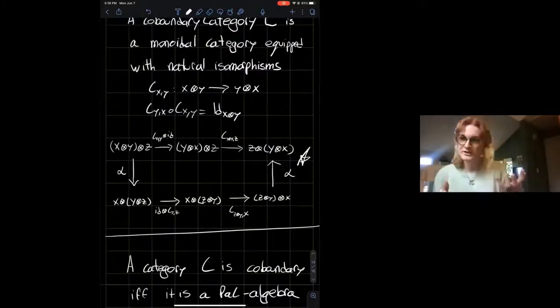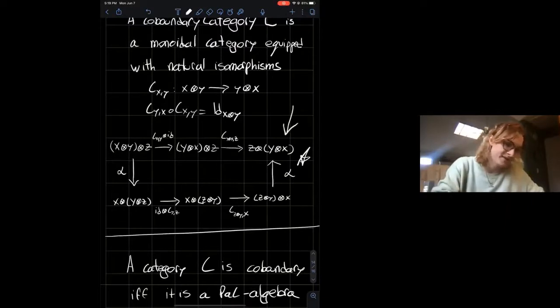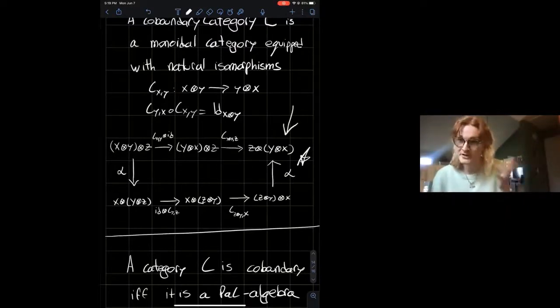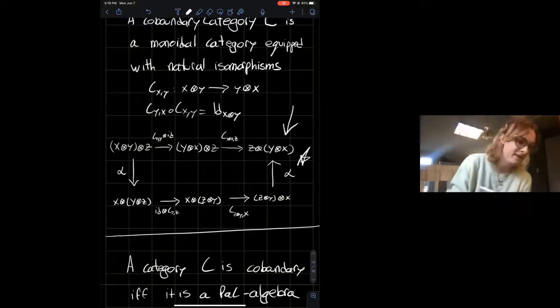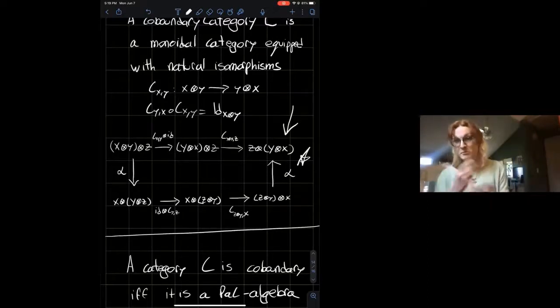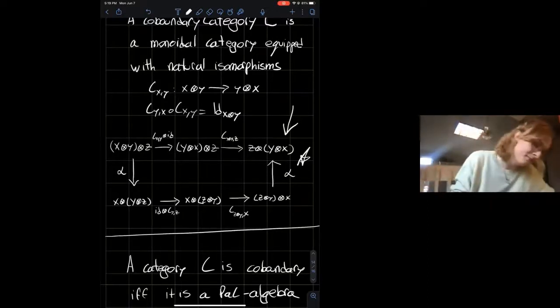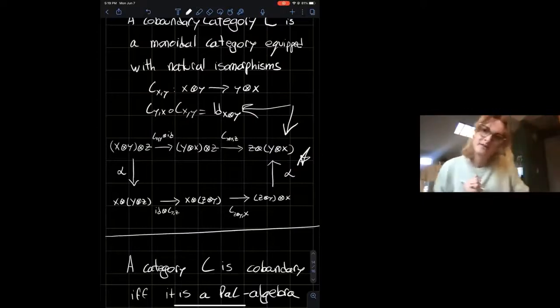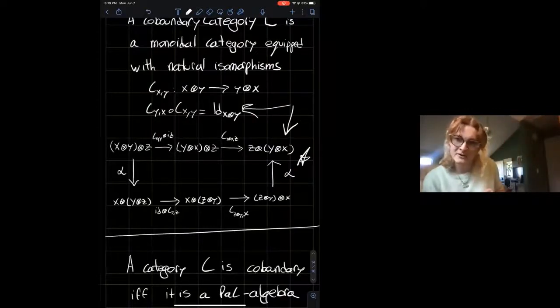One kind of interesting fact is that braided monoidal categories actually satisfy this diagram too, just by their normal definition. The only difference is that their commutor, their braiding, doesn't have this property here. In fact, if it does have that property, it's precisely a symmetric monoidal category.